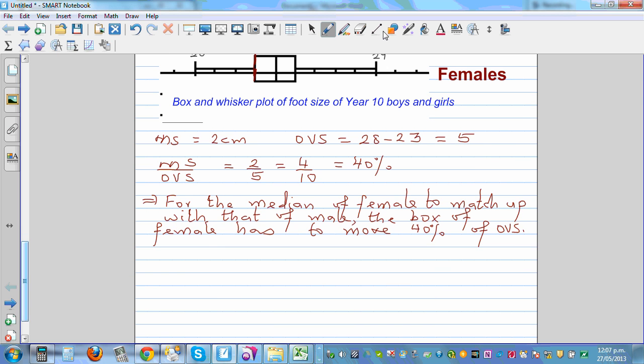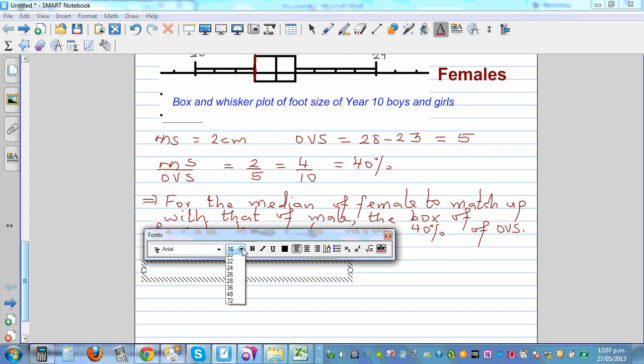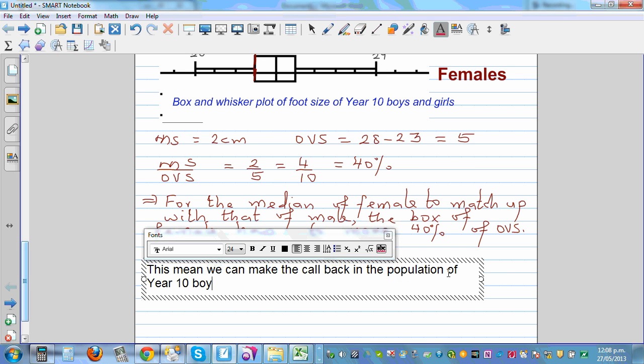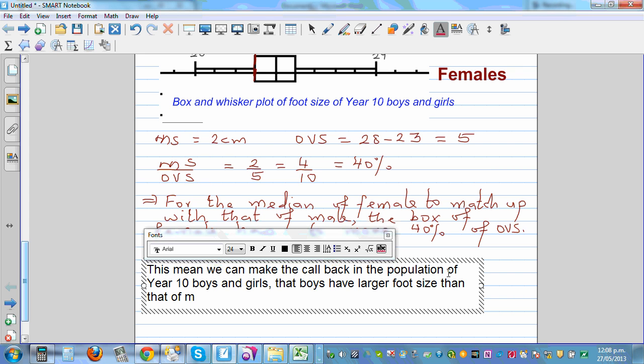So now I'll type, it's taking too long for me to write. So this means, let me make it bigger, say 24. This means we can make the call back in the population of year 10 boys and girls that boys have greater or larger foot size than that of females.